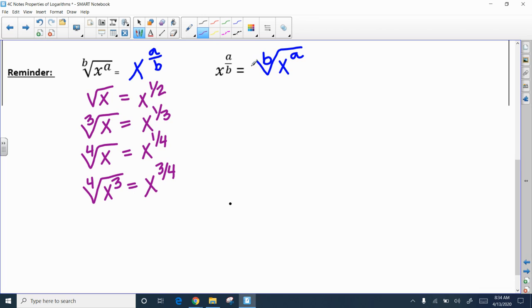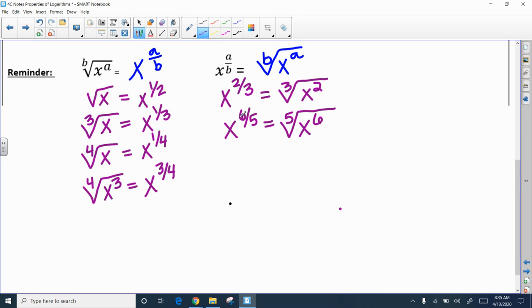So let's do a few this way as well. If we see exponents that are written as fractions, we can rewrite them as radicals. So for example, if we see x to the 2/3 power, I can rewrite that as cube root. The 3, the bottom, is the type of root, so this would be a cube root of x squared. Or if we have something like x to the 6/5 power, the 5, the denominator, is going to be the type of root, so this would be a fifth root of x to the 6th power. The numerator still stays the power. So we're going to be using that today when we're expanding or condensing.